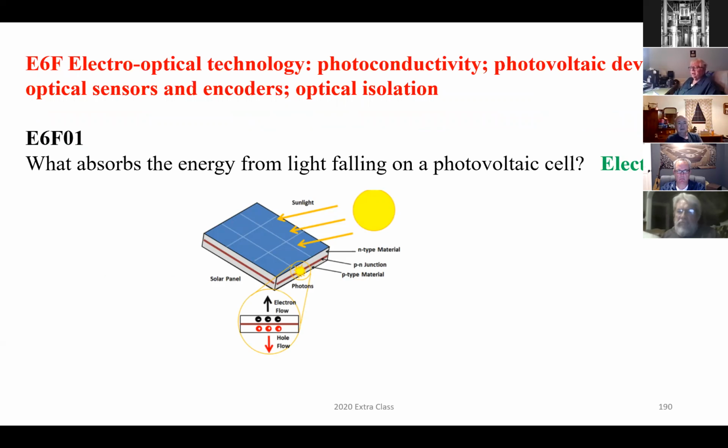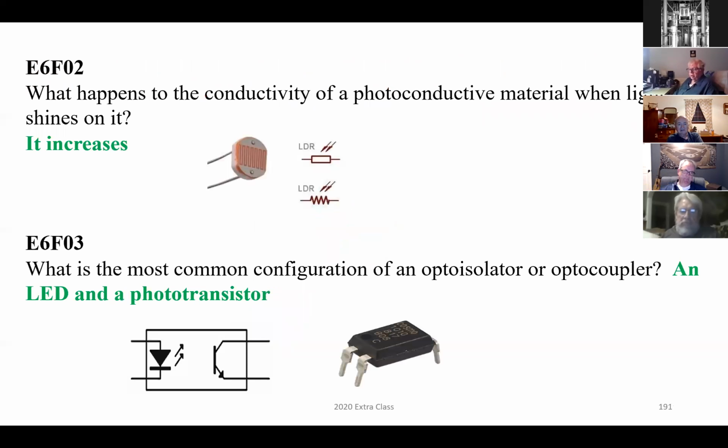Okay. We're going into electro-optical technology, section 6F. What absorbs the energy from light falling on a photovoltaic cell? That would be C, electrons. Number 2, what happens to the conductivity of a photoconductive material when light shines on it? A, it increases.